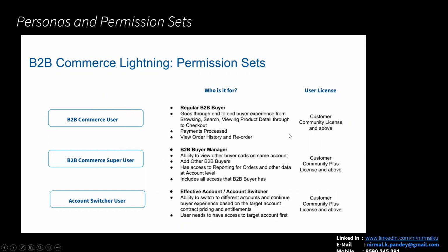So now from the B2B commerce side of things, you have three different permissions which are called B2B commerce user, B2B commerce super user, and account switcher user. These are system permissions, and what are they used for, right? If you want a buyer user, you need to create a license, using the license customer community or customer community plus.